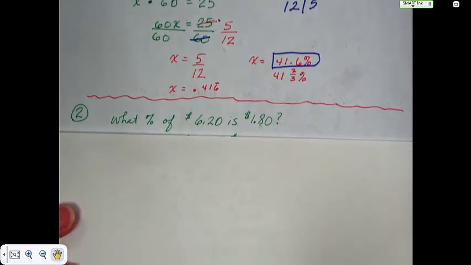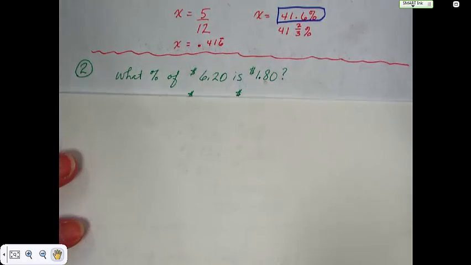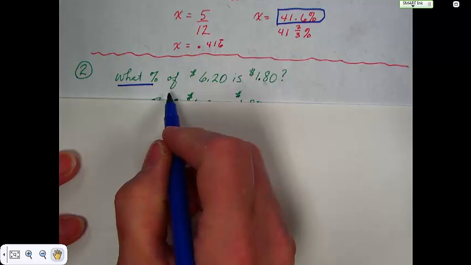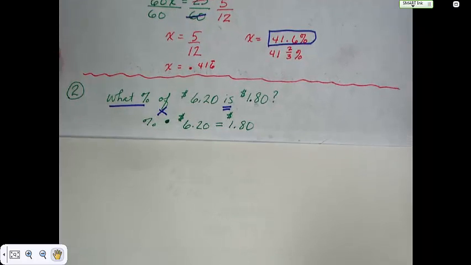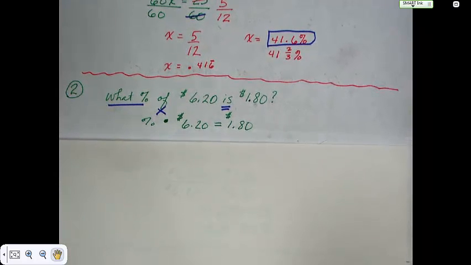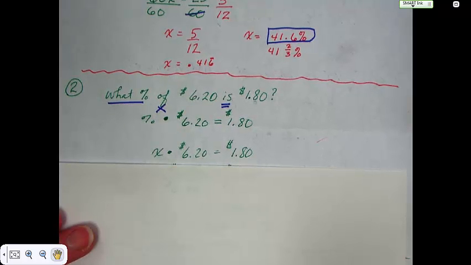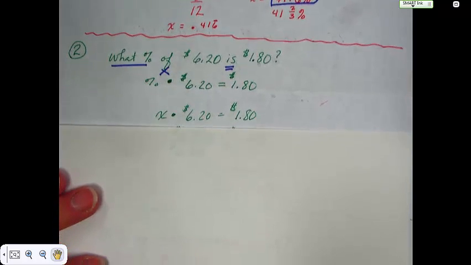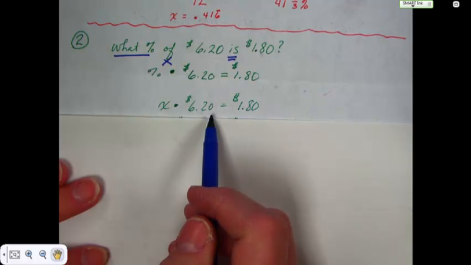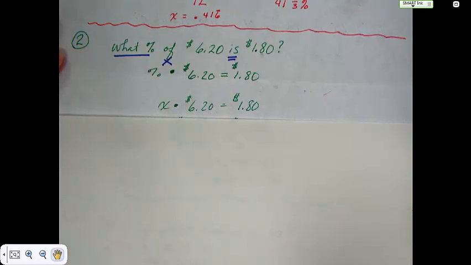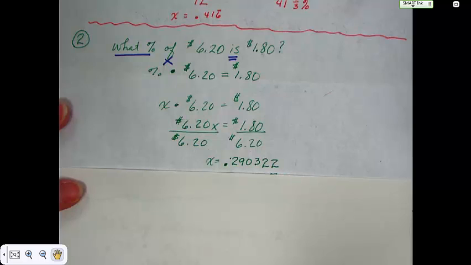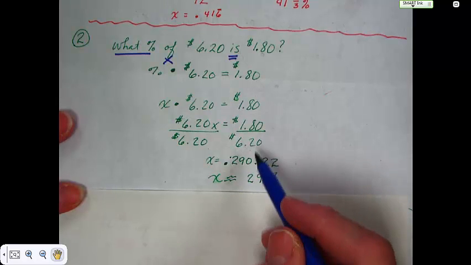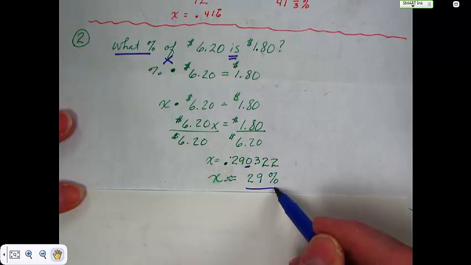Okay, what percent of $6.20 is $1.80? What percent? You don't know that. Of means multiplication. 620 is your bigger number, equals 180. Percent times 620 equals 180. x times 620 equals 180. Now, what are you going to do to solve this? Yep, you're going to divide both sides by 620. And when you do that, you have to watch the decimals. You get 0.290322. In this case, you're going to have to round it. And since there's a 0 here, you're just going to round to 29%.